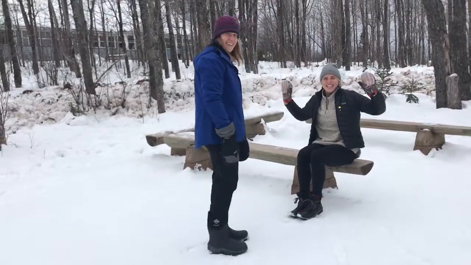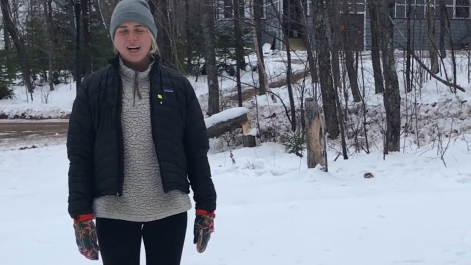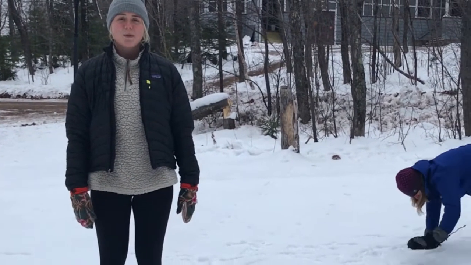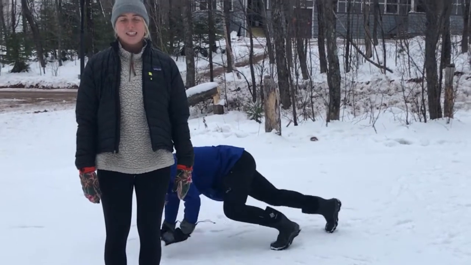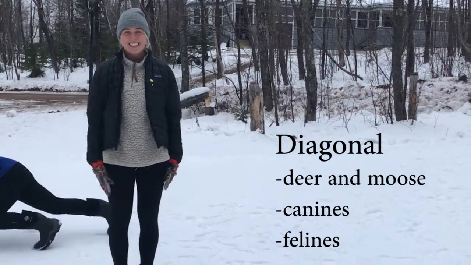Hey everybody! A gait is how an animal walks. One example of a gait is diagonal, where an animal's limbs move opposite of each other. Some Northwoods examples of diagonal walkers include deer and wolves and humans.